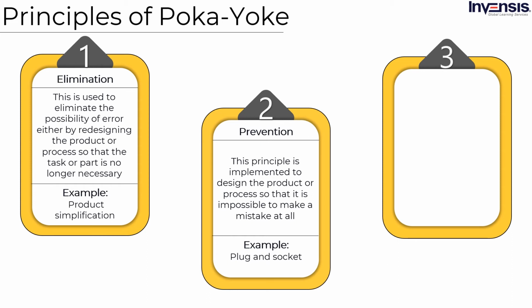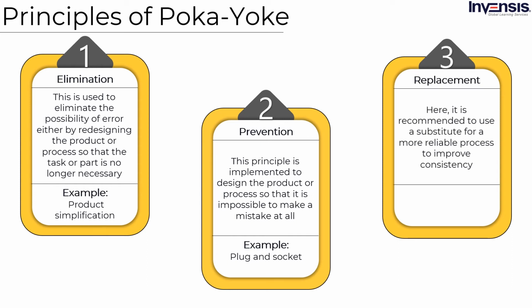The third principle is replacement. Here, it is recommended to use a substitute for a more reliable process to improve consistency. When one cannot reduce the defects produced by any process, it is better to replace it with another method, thereby reducing the number of errors. The best example of this can be automation. When human errors are more and difficult to reduce, one can use automation to reduce the same.